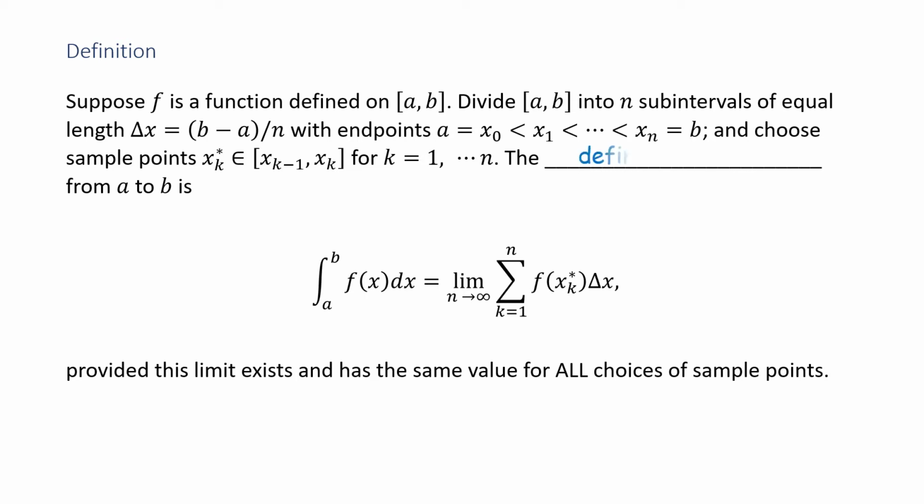The definite integral from a to b of f of x dx is equal to the limit as n approaches infinity of the summation as k goes from 1 to n of f of x sub k asterisk times delta x, provided this limit exists and has the same value for all choices of sample points.